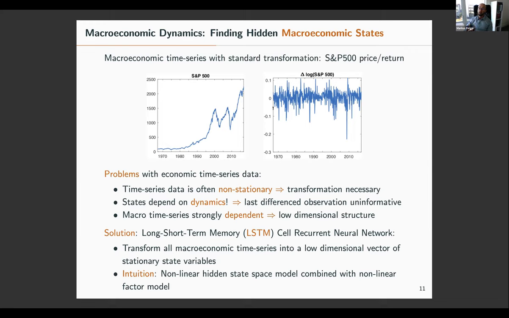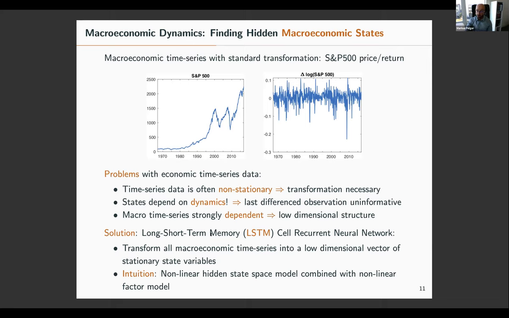So what we propose is an LSTM framework. An LSTM is a long short-term memory cell network. And all of you have used them before, even if you're not aware of this. LSTMs are used by Apple Siri, Android speech recognition, and Amazon Alexa. LSTMs are great when it comes to text or speech data, which is also a time series, but we show how to use them for financial time series here.